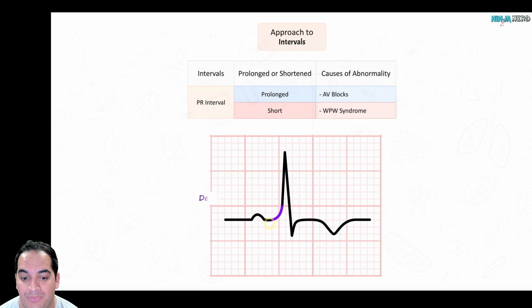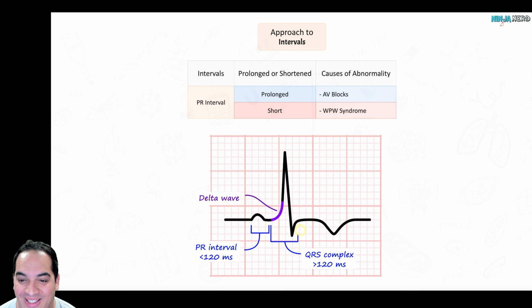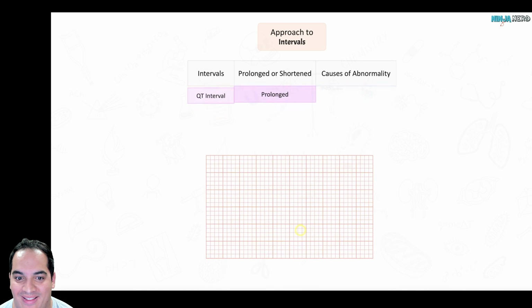So there's a triad. There is a delta wave, which is this kind of brief upstroke here. There is the very short PR interval here. And then there's that wide QRS complex. That's usually indicative of Wolff-Parkinson-White syndrome via the bundle of Kent.